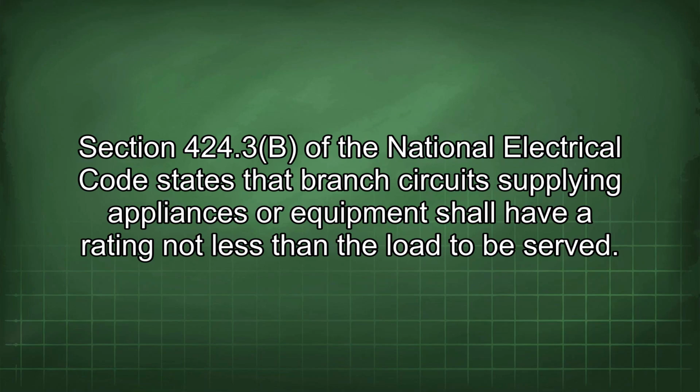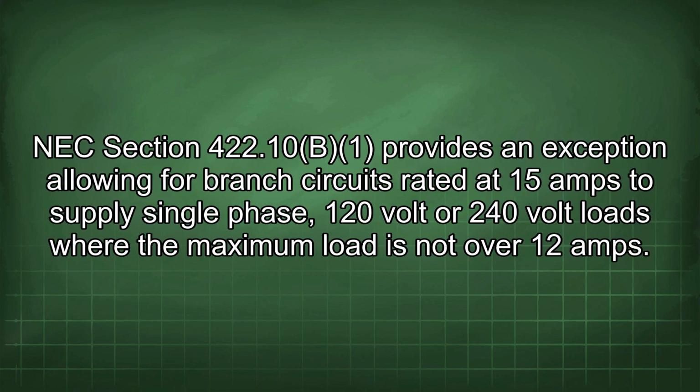Section 424.3(B) of the National Electrical Code states that branch circuits supplying appliances or equipment shall have a rating not less than the load to be served. NEC Section 422.10 provides an exception allowing for branch circuits rated at 15 amps to supply single-phase, 120 volt or 240 volt loads, where the maximum load is not over 12 amps.